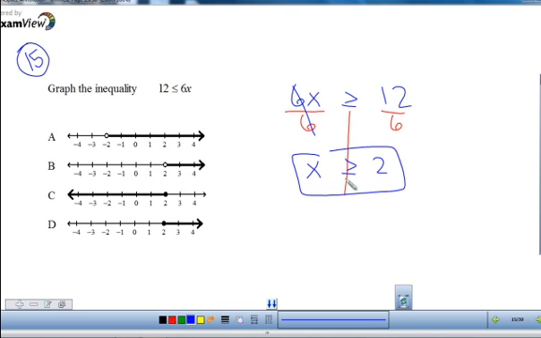So notice that it has a line on the bottom, so that means it's going to be a solid circle. So it can't be A, it can't be B. So here's 2, and then it needs to be going to the right. So the answer is D.